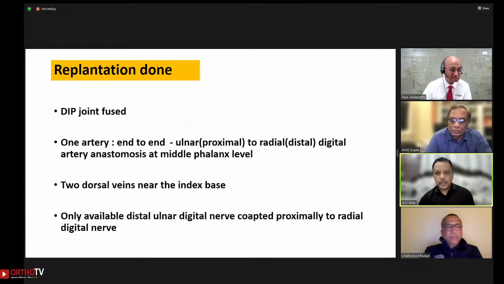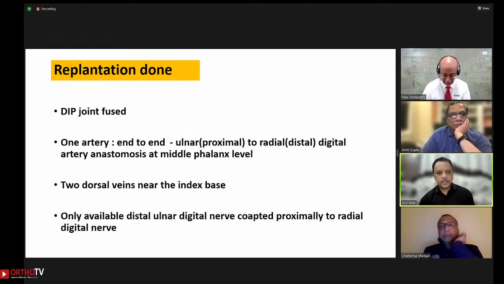We did go ahead with the replantation in this patient. We fused the DIP. We had that one artery, so an end-to-end anastomosis from the ulnar proximal to the radial distal at about the middle of the middle phalanx level. Two dorsal veins near the index base, and the one available distal ulnar digital nerve was coaptated proximally.